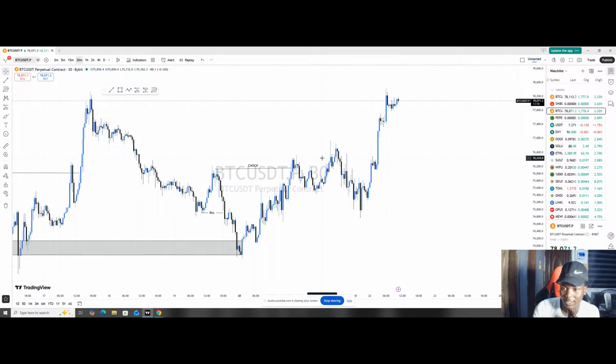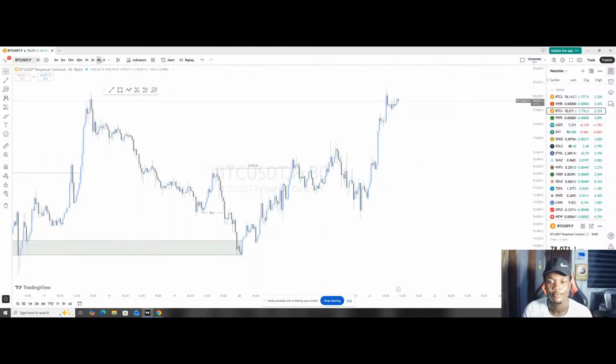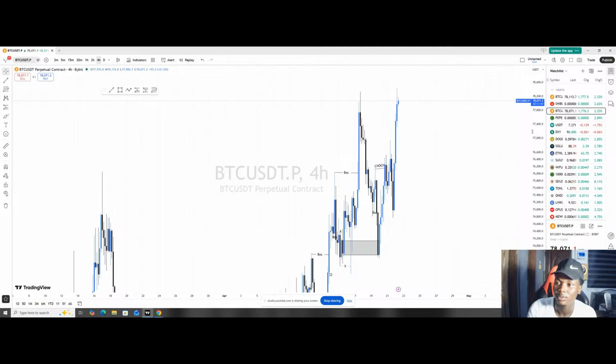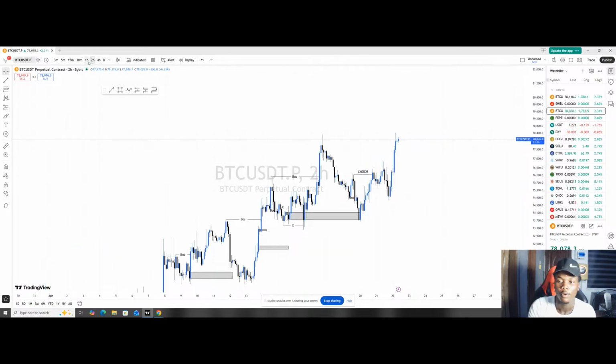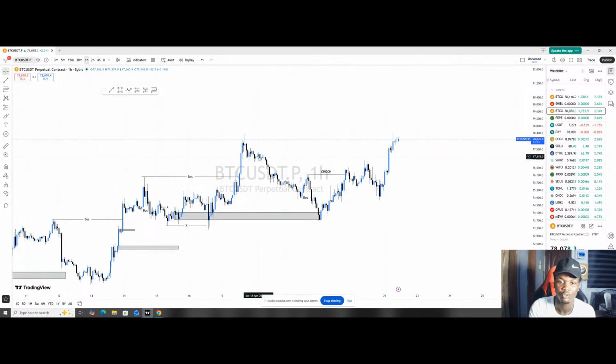So guys, I'm really not seeing anything here on BTC. Let's go to the 4 hour time frame. On the 4 hour time frame, you can see BTC is trying to create another high to break this last high. So now BTC is still bullish, and we are going to be looking to buy BTC. But I don't think there's any opportunity for us to trade from this morning.